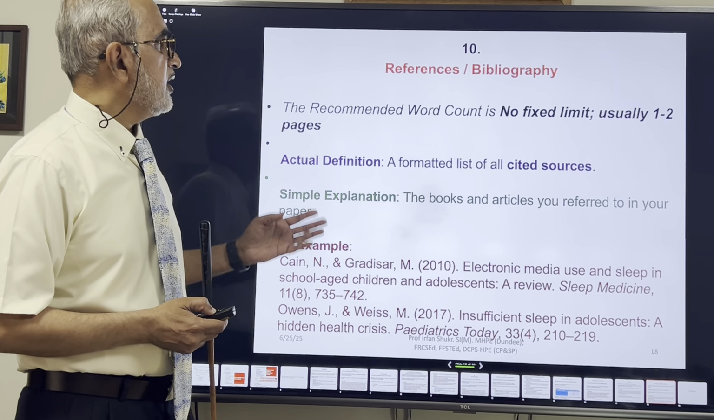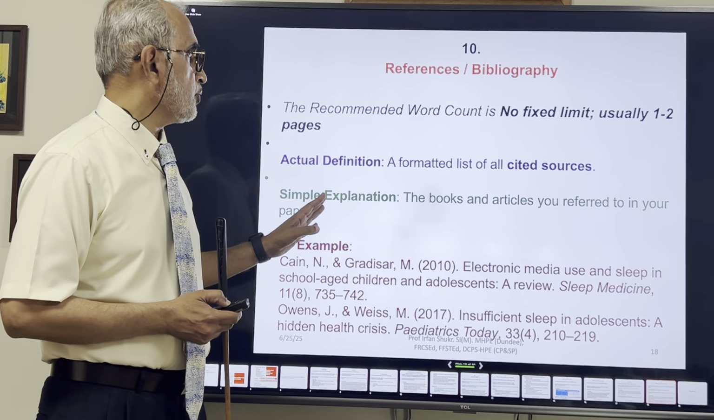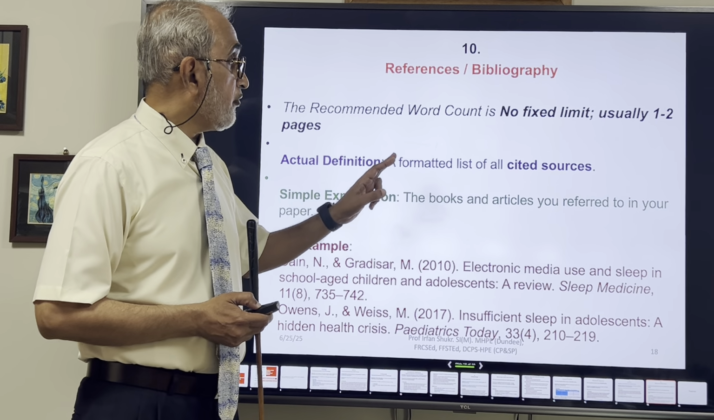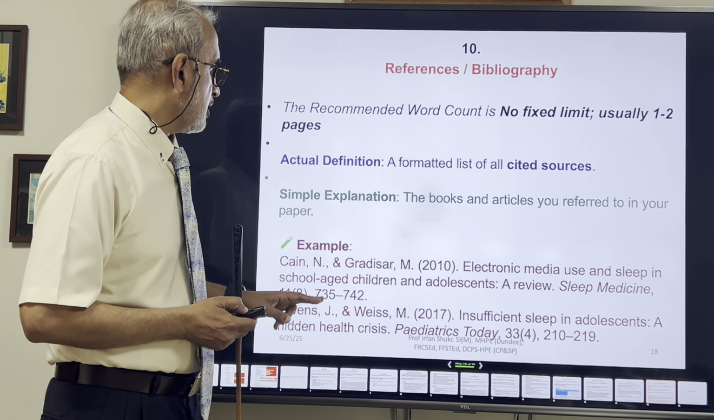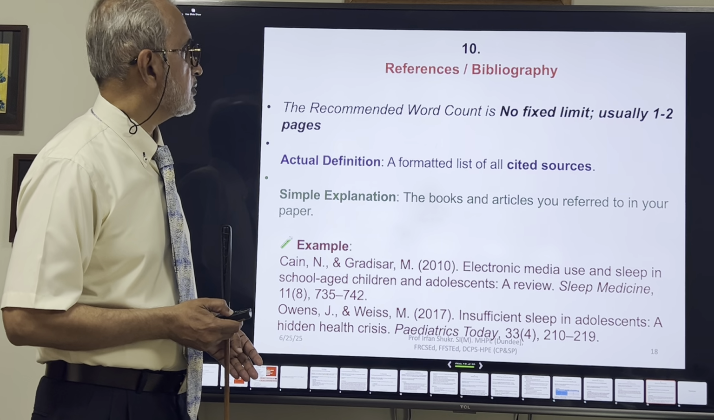In the end, there is a section of references, no fixed count, usually 1 to 2 pages, a formatted list of all cited resources, and here is an example of 2 resources in our case.